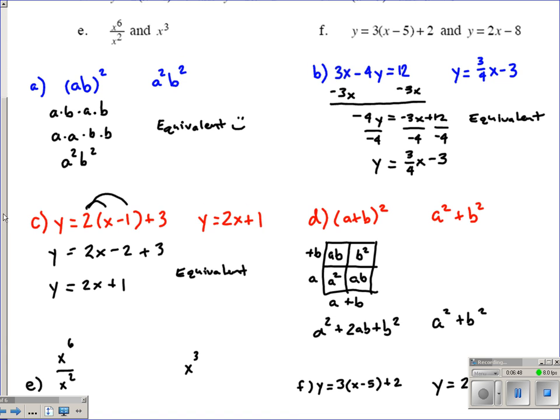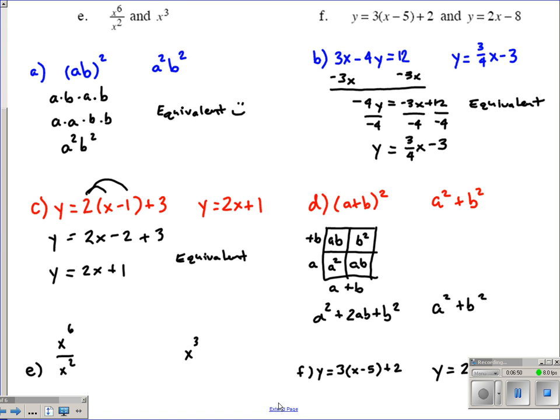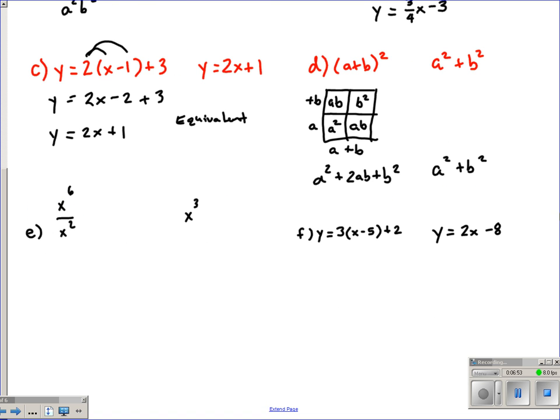Moving on here to parts E and F. Part E, we have x to the 6th power divided by x squared, and we're comparing that to x to the 3rd power. So just remember x to the 6th. If you can't remember your exponent rules, just think about what this means. x to the 6th is like saying x is a factor 6 times. You're dividing it by x squared, which means x is a factor twice down here.